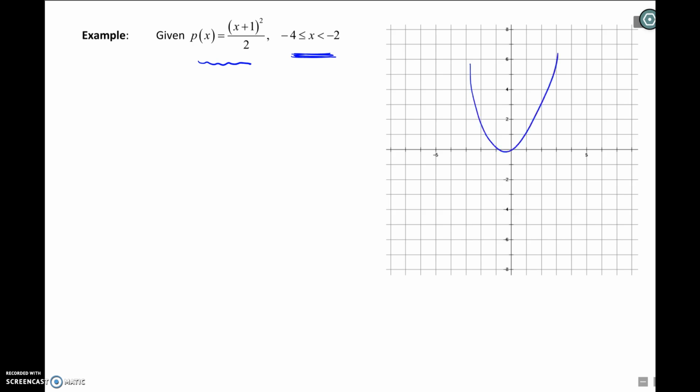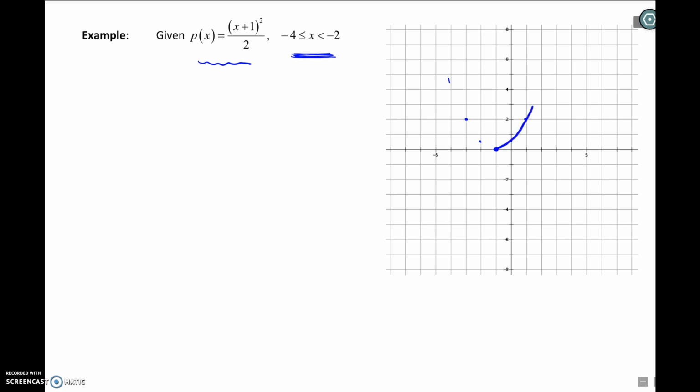So this is an x squared parabola. I need to vertically shrink it by a factor of 2. And then I need to move it 1 unit to the left. So basically it's going to start here. Then it's going to go over 1, up a half. Over 2, up 4, which is half is 2. So something like this. Let's just do it as a solid line.